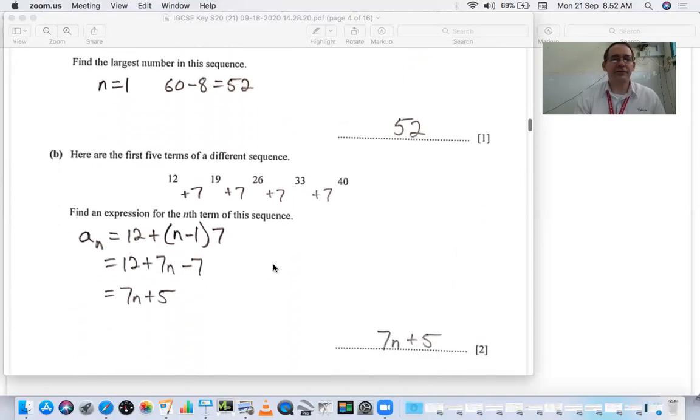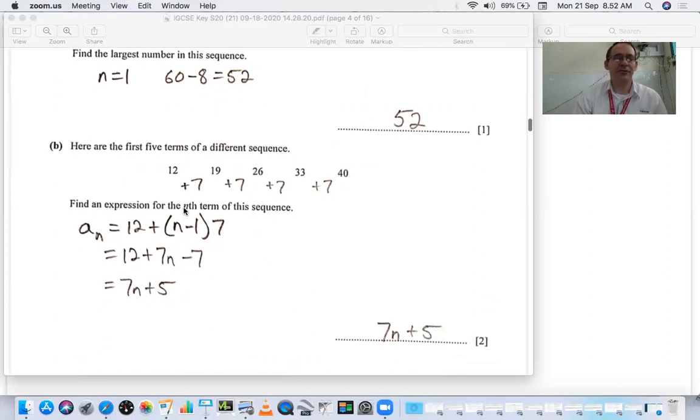Here are the first 5 terms of a different sequence: 12, 19, 26, 33, and 40. You can see that this is an arithmetic sequence with a difference of positive 7. You add 7 to each one. So find an expression for the nth term. So a_n equals a_1, that's 12, plus n minus 1 times d. d is the difference, which is a positive 7.